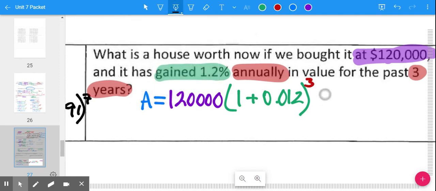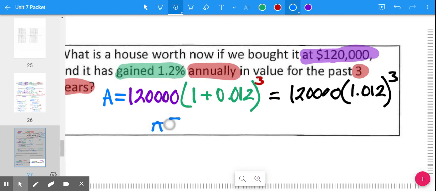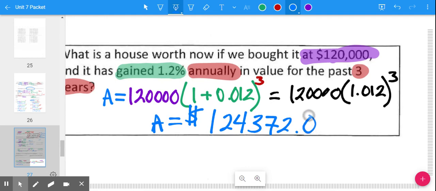So again, the same thing we did before, I want to write it in a different way. We have 120,000 times 1 plus 0.012, which is 1.012, and our t value is 3. Again, that number in parentheses, that base, is larger than 1, which lets us know that this is increasing. So that $120,000 house that's increasing by a rate of 1.2% after 3 years would be worth $124,372.05.